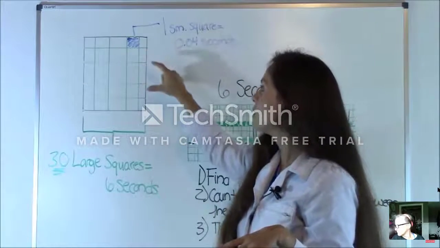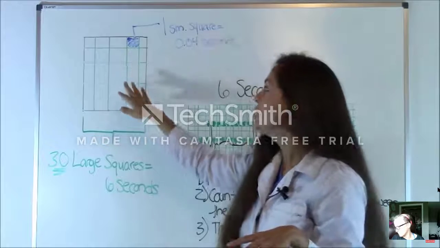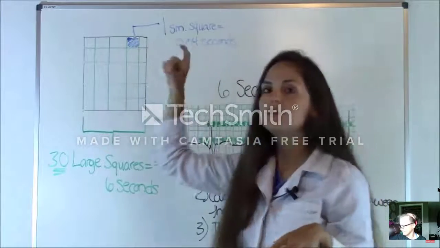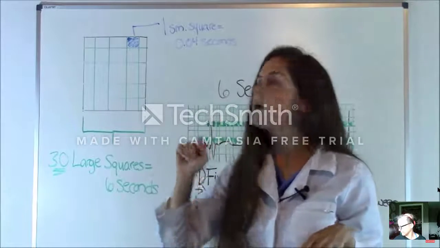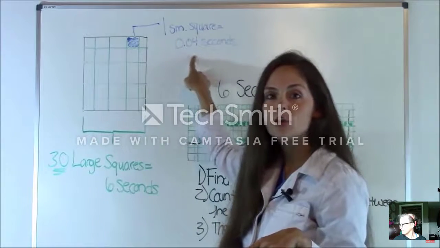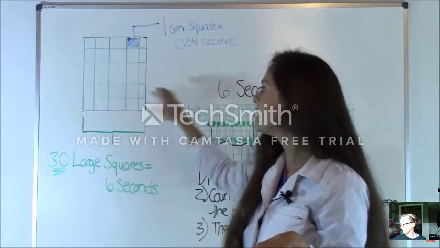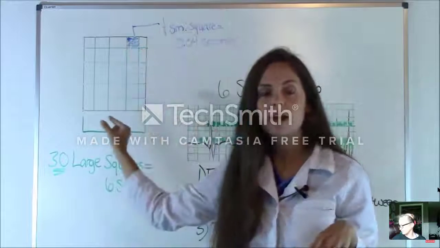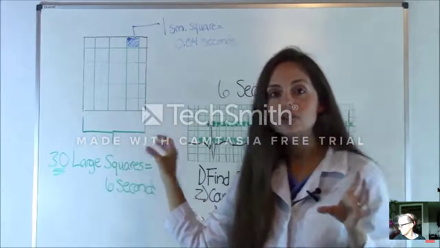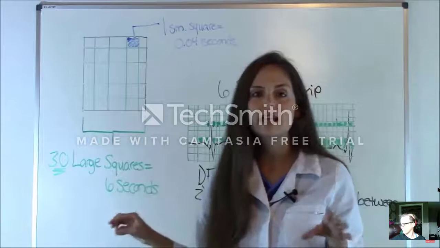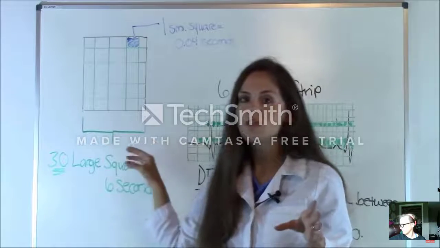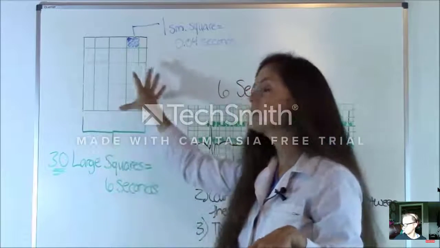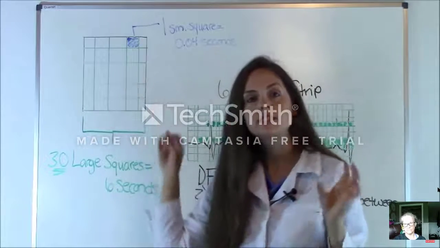You have a large square, and inside that large square, you have small squares. Each small square represents a little fraction of time. One small square represents 0.04 seconds. Whenever you count up for your 6-second rule, you'll be counting these large squares. So 30 large squares equals 6 seconds, because 5 small squares equals 0.20 seconds. When you add up all 30 large squares, you get your 6 seconds.